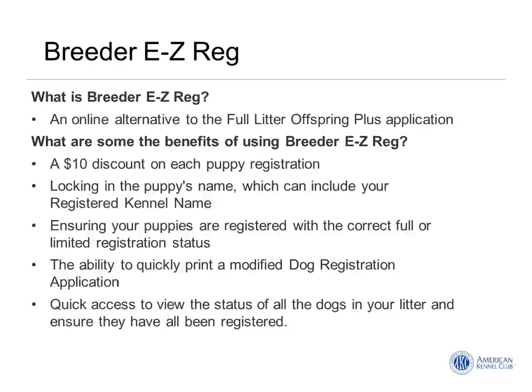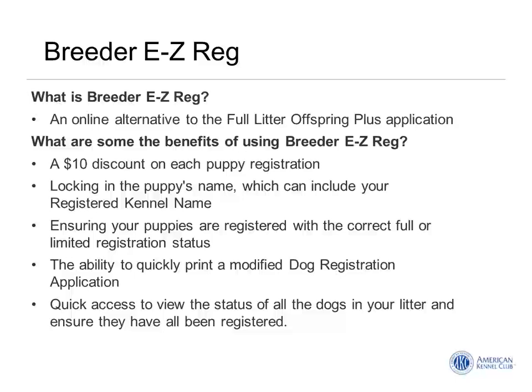So what is Breeder EZ Reg? Breeder EZ Reg is the online alternative to the Full Litter Offspring Plus application. If you're not familiar with that, it's where you pay for and register all the puppies in the litter at one time. This was created for breeders that wanted to have a little more control over the registration of the puppies in their litter. We created an online version to allow even more flexibility than the paper application. While you still pay for all the puppies up front, you do not need to register them all at the same time. You can be done as you sell the puppies and they go to the new home, whether today or 2 months from now. There's no set time limit like the paper application.